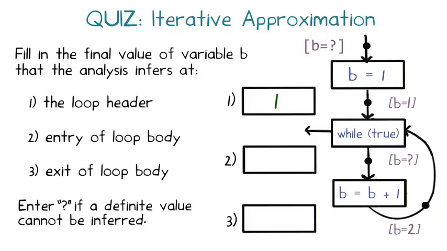Continuing further, the analysis updates the value of b at the exit of the loop body to unknown as well. Due to these updates, the analysis analyzes the loop yet again, but this time it concludes that the values of b at the entry and the exit of the loop body have saturated. Therefore, the correct value of b in the second and third boxes is the unknown value.